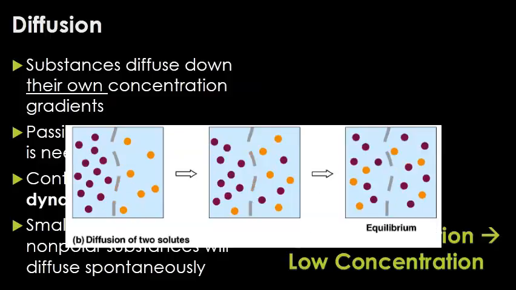But substances diffuse separately. So I have purple and orange. Purple and orange are going to pass back and forth equally until you have the same amount of both on either side. It doesn't matter that I have all purple on the left and all orange on the right, as long as there's the same number, so it's okay. Diffusion doesn't care. Everything is separate.